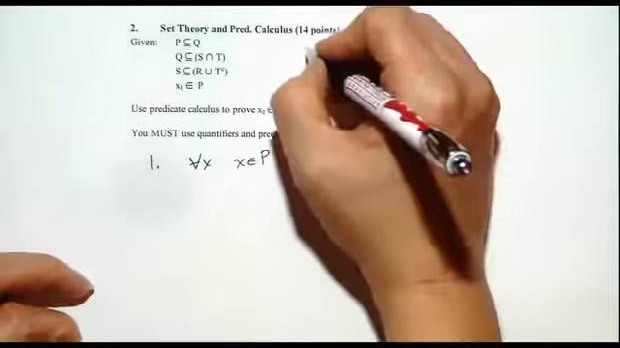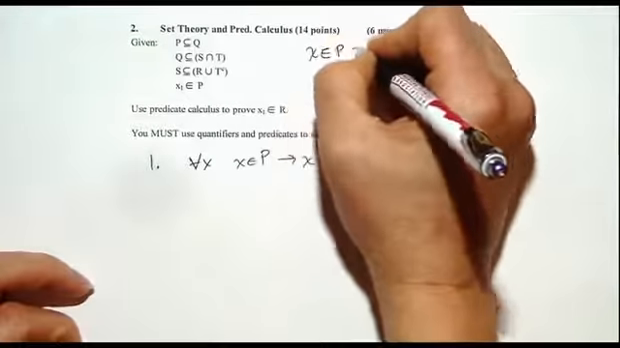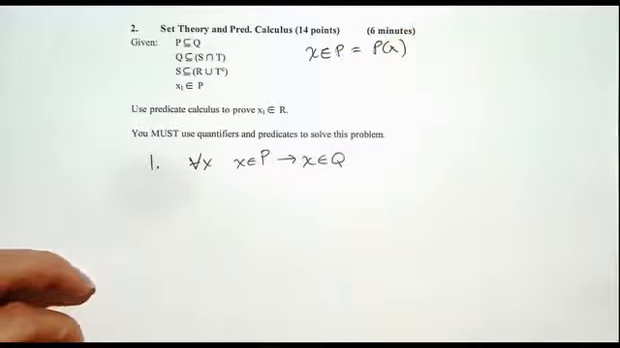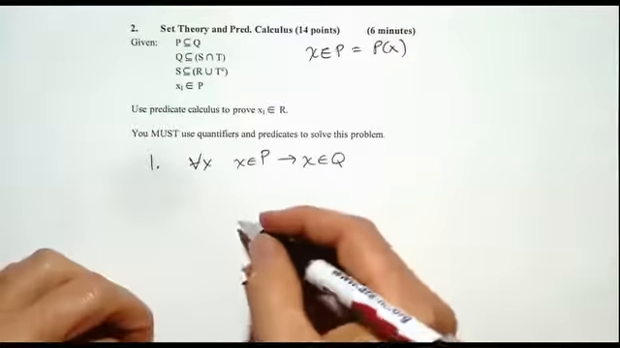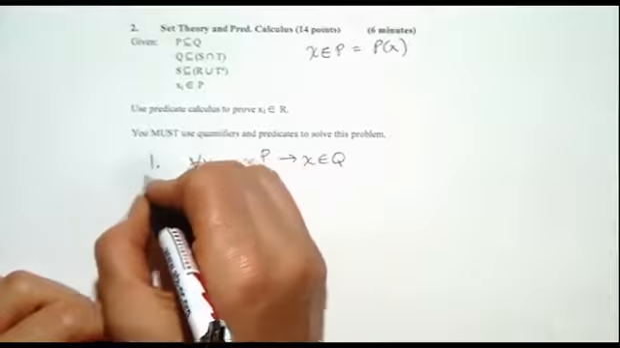You could also define that X is in P equals P of X. And in fact, even if you don't write that, I'll assume that's what you mean if you write P of X. So probably what I would do is write it like that.